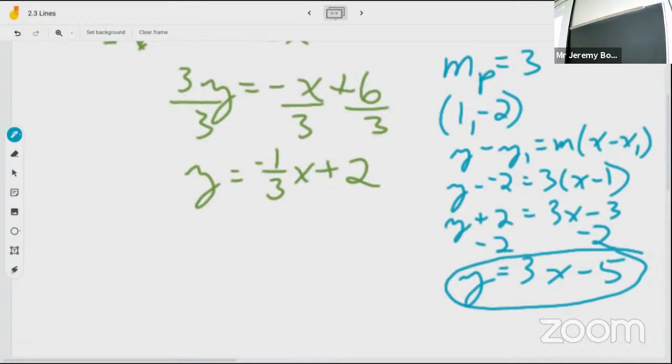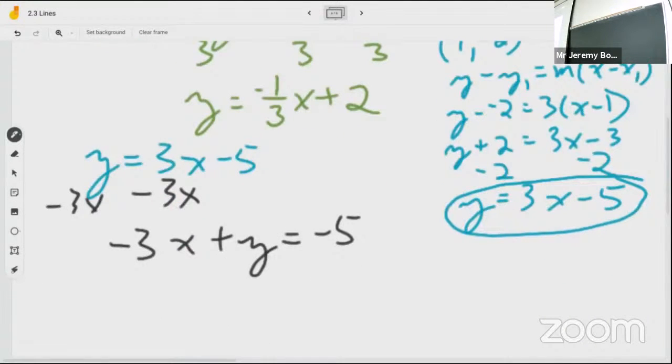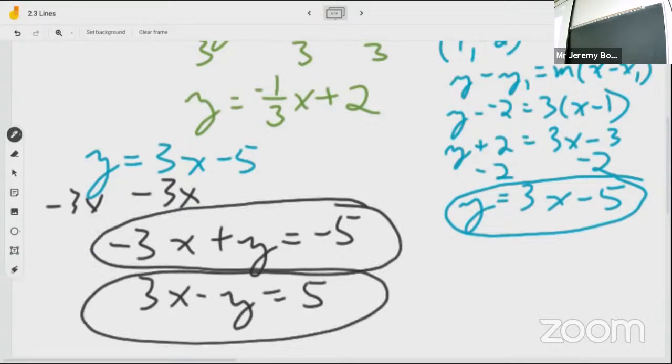Now, if we wanted to write that in general form, any questions on that first? All right, if we want to write that in general form, how would we write that in general form? Anybody know? Subtract the x. We subtract the 3x from both sides. And so you could write it as -3x plus y is equal to -5. Or in the notes, I changed the signs, and so it's 3x minus y. But in my mind, both of these are good. Any questions on that?